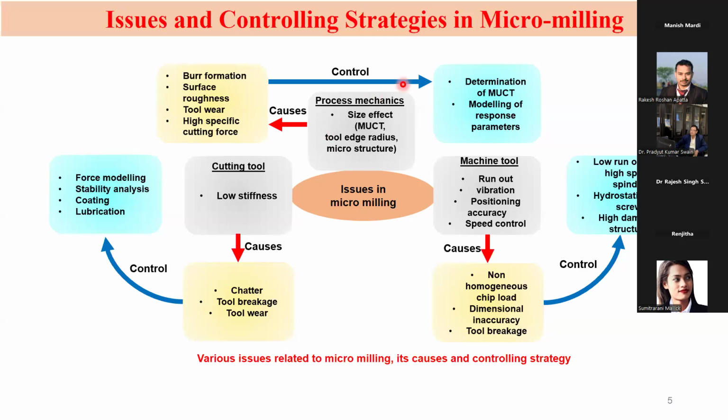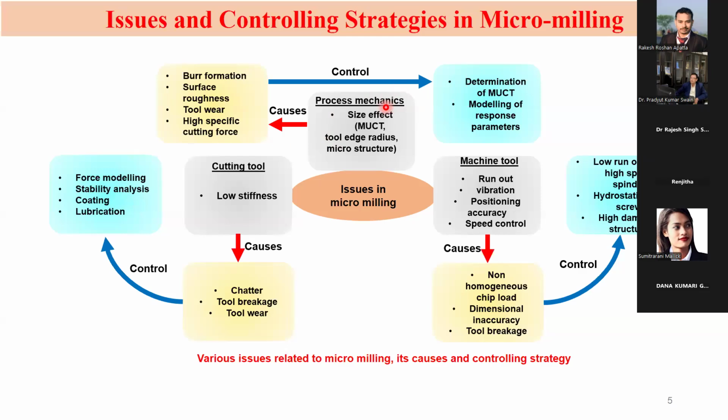Then for the process mechanics, first we find the value of the MUCT, meaning minimum undeformed chip thickness. If we can find that, then we can avoid all this, and do modeling of response parameters. Then towards the machine tool issue, we have to choose a high-speed spindle having low runout. And instead of a lead screw, because generally these machine tools are made with lead screws, we will use some hydrostatic ball screw. Then a high damping structure. So these are a few approaches by which you can control these micromilling issues.